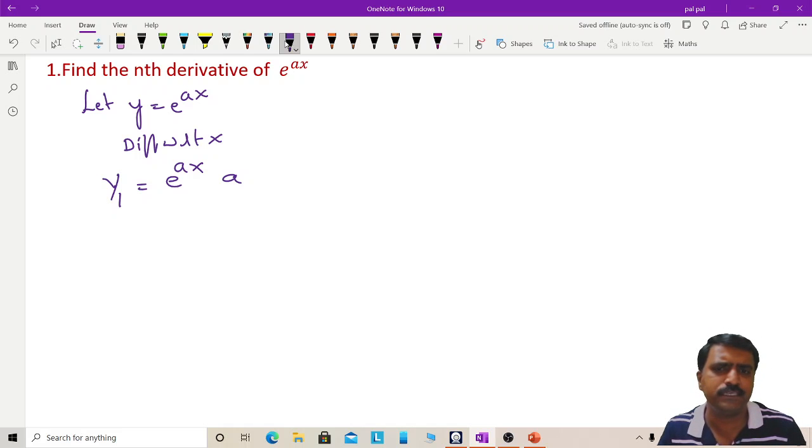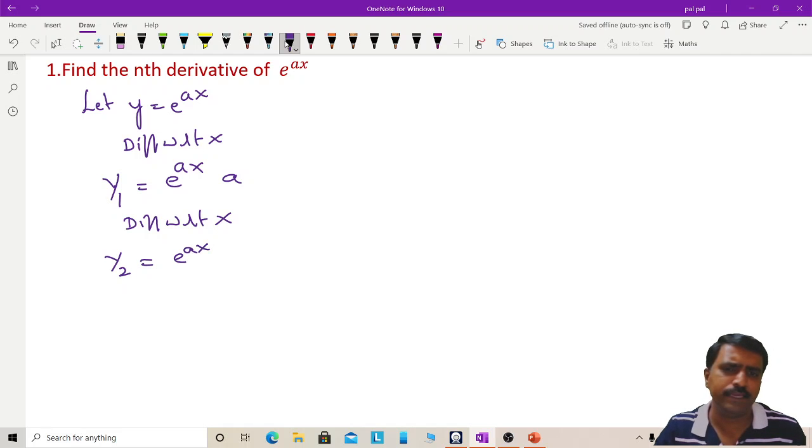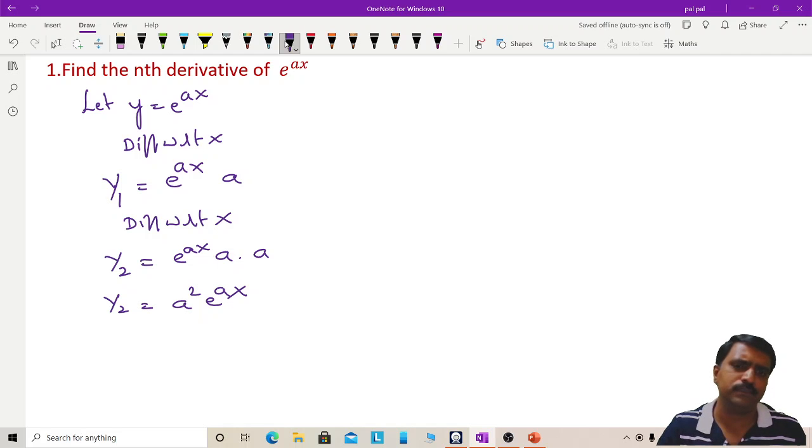Again you differentiate this y1, it gives y2. Differentiate this with respect to x. Differentiation of y1 is y2. y2 is equal to e to the power of ax, differentiation is e to the power of ax into a. Already one constant a is there, so it is a into a. So that is y2 is equal to a square into e to the power of ax.